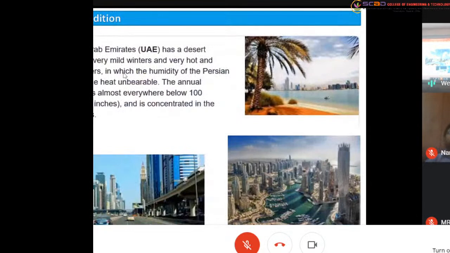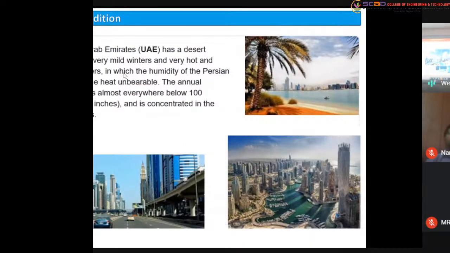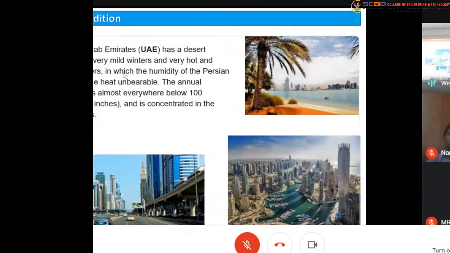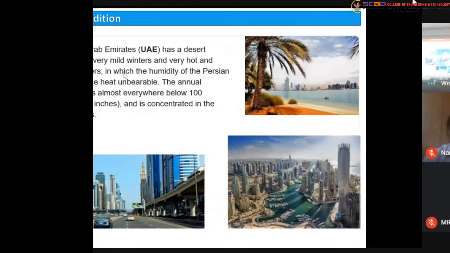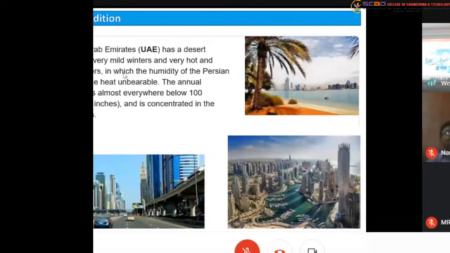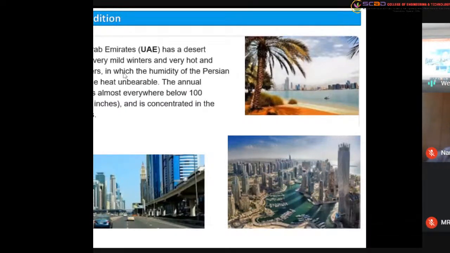Why is HVAC very important here in this part of the world, in Dubai? Because of the climatic condition. Dubai has a desert climate, with very mild winters and very hot and sunny summers, and the humidity of the Persian Gulf makes the heat unbearable. You have winter also during November, December, with very cool temperatures. So people who live in Dubai love this summer and love this winter also.